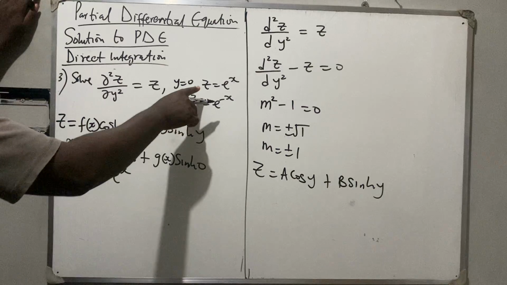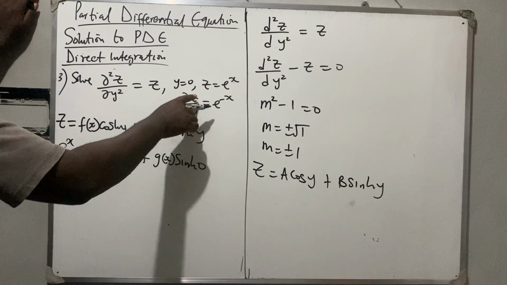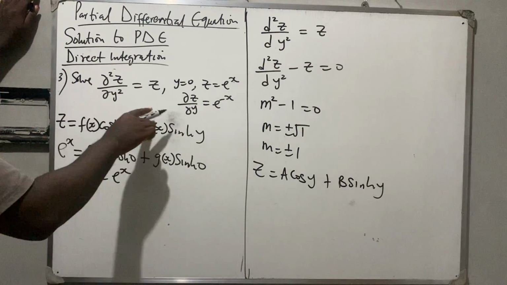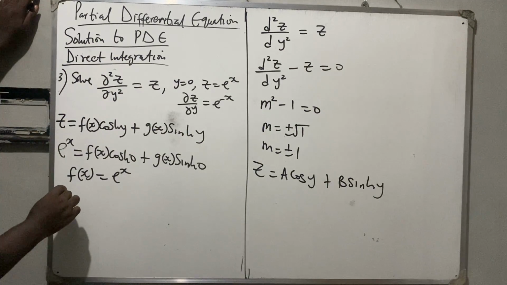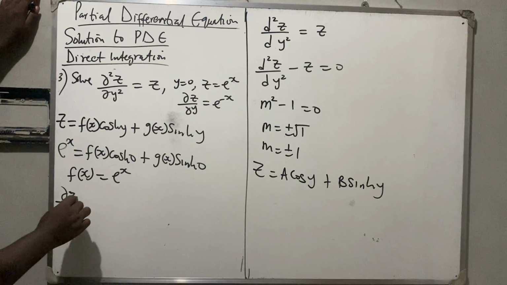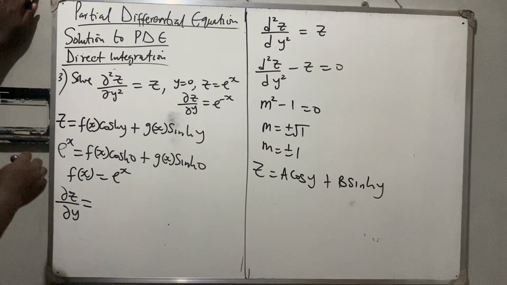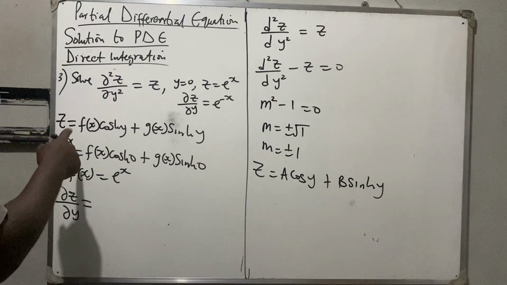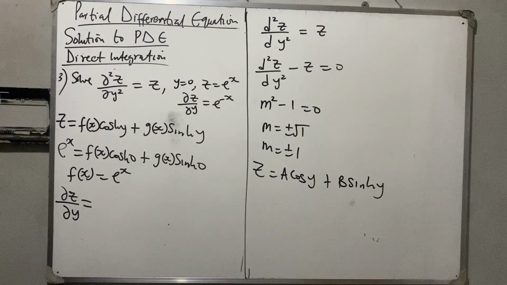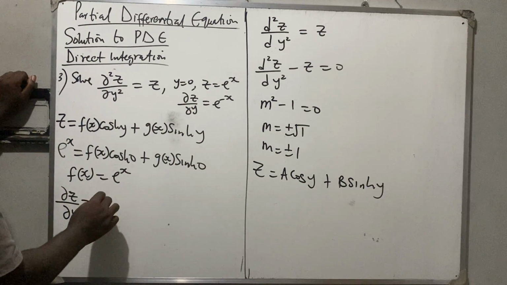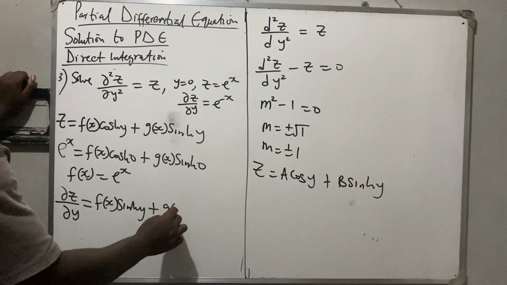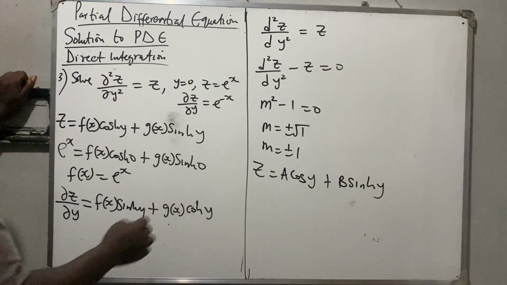They told us that partial z over partial y is equal to this when y is 0. So we have to differentiate this partially with respect to y. I'm going to have partial z over partial y equal to, differentiating cos, you're going to have sin, so this one is going to give you minus f of x sin y plus g of x cos y.